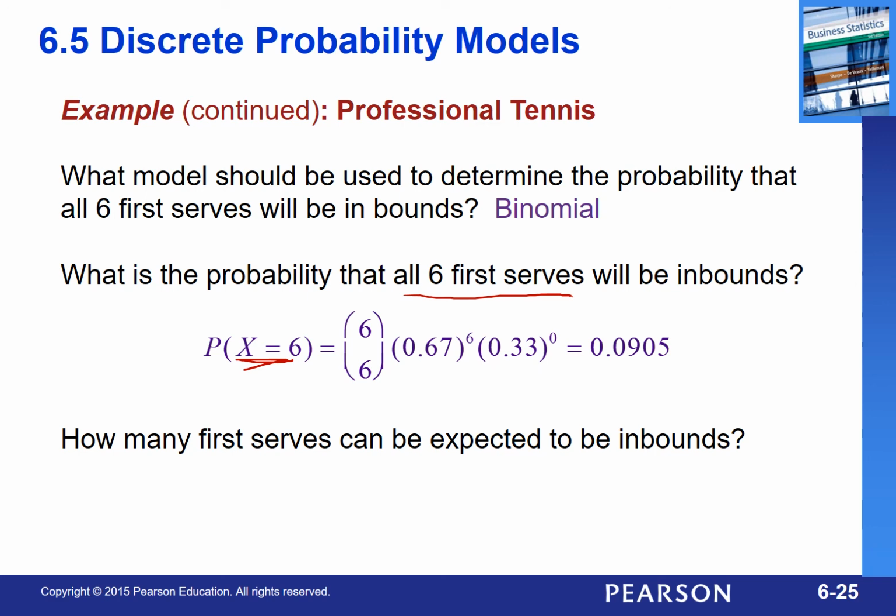Okay, the last question we have is, how many should we expect to be in bounds? And there's that hot topic word that we've been dealing with: expect. How many do I expect? Well, I expect the average. I expect the mean. It's the expected value. So I just do n times p. So 6 tries, the probability of success is 0.67, so I should expect about 4.02. If I'm going to try 6 times, I should expect a little bit more than 4.